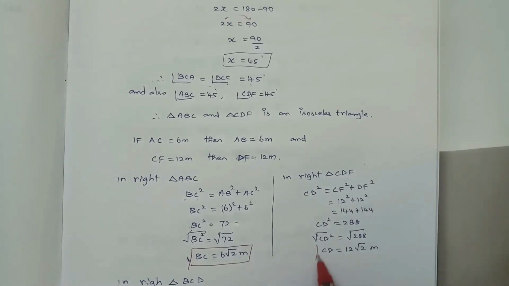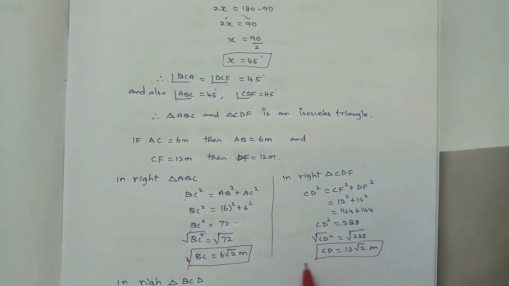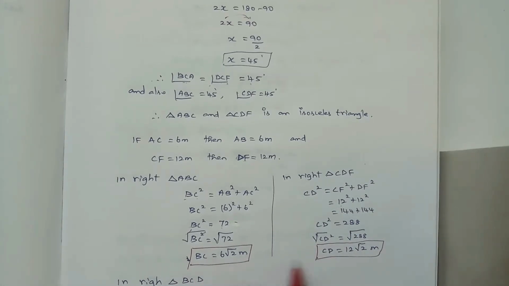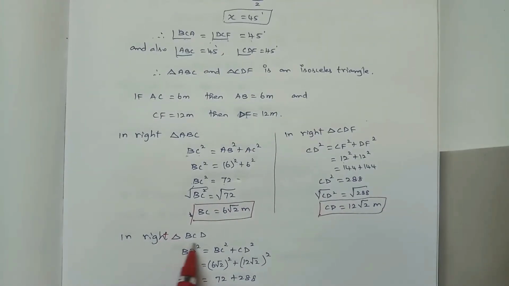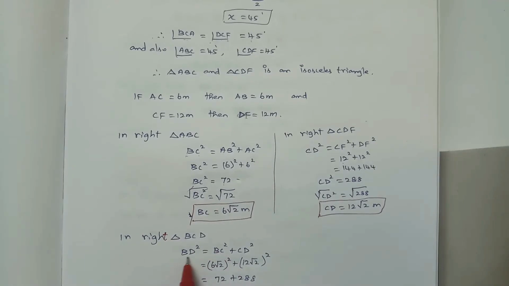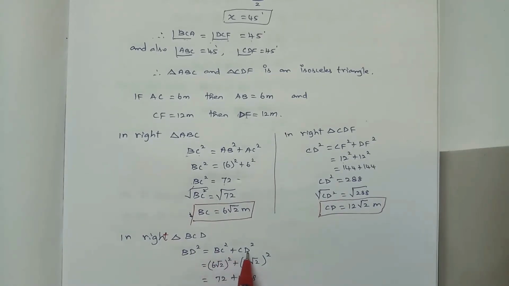Now we got the length of CD and BC, right? So from these two measurements, we can find the diagonal of a rectangle. In right triangle BCD, BD square is equal to BC square plus CD square.